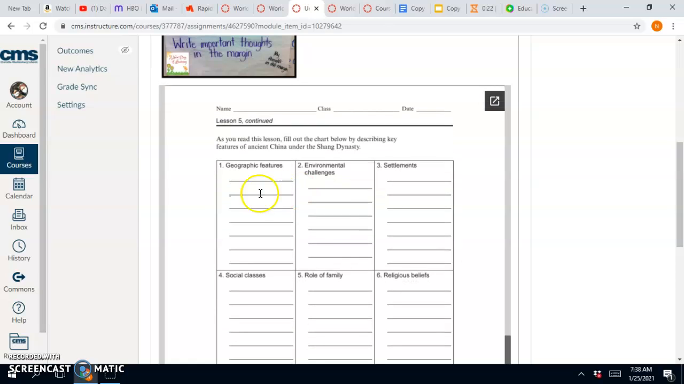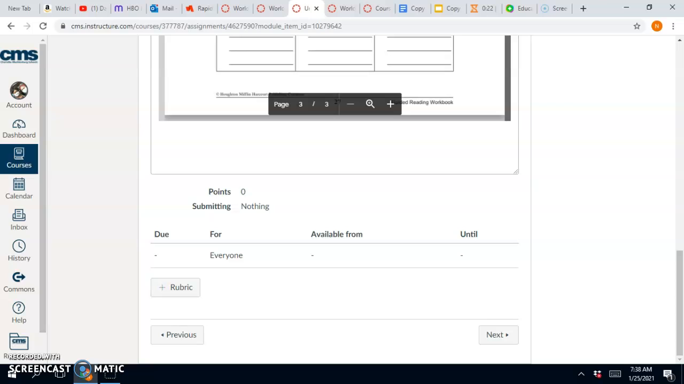Make sure you fill out the specialized traits for the Shang dynasty. Why is it important to read this? Because again, this is the information that will be on the test. Look where it says 0 points, meaning you're not turning it in. You're using that as a study guide.